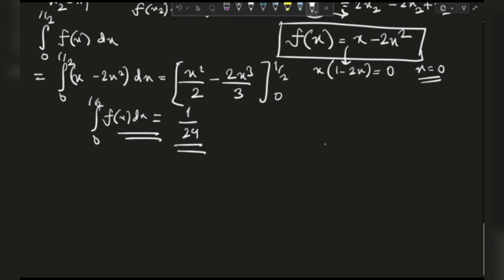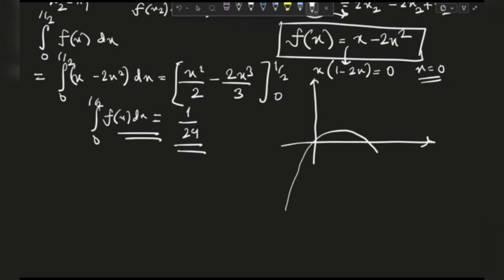But my question is that the curve goes something like this, right? If you draw the curve, it goes something like this. And this is your required area, right? 0 to half. So it should come out to be 1 by 24 only, but it's not matching. And that is the problem.